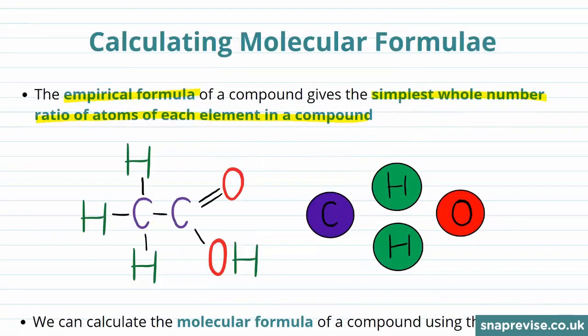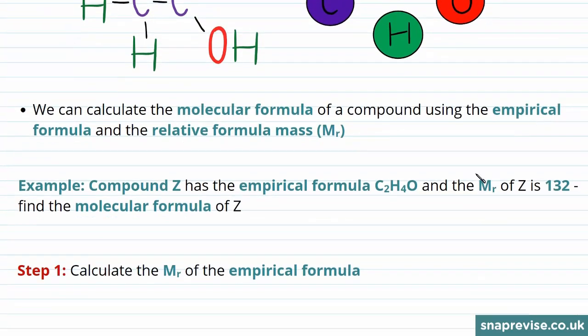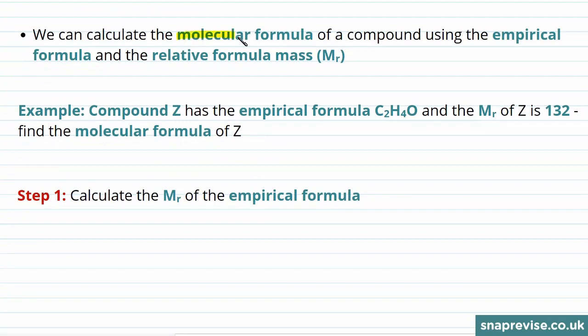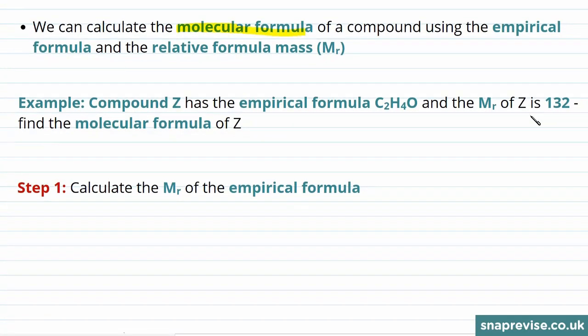The empirical formula of a compound gives the simplest whole number ratio of atoms of each element in that compound. We can calculate the molecular formula of a compound using the empirical formula and the relative formula mass, or MR value. Let's think about how we might do that by looking at an example. Compound Z has an empirical formula of C2H4O, and the MR, or relative formula mass of Z, is 132. The question is, find the molecular formula of Z.